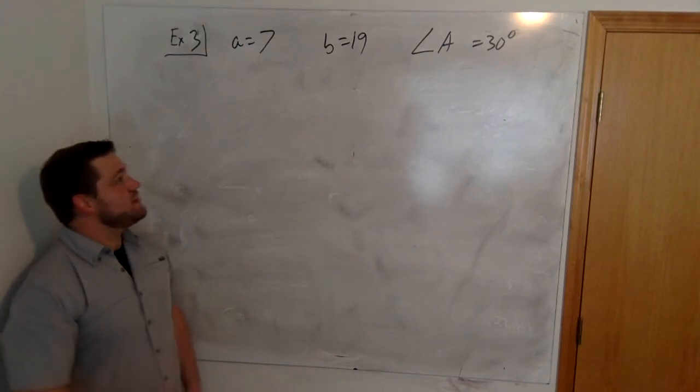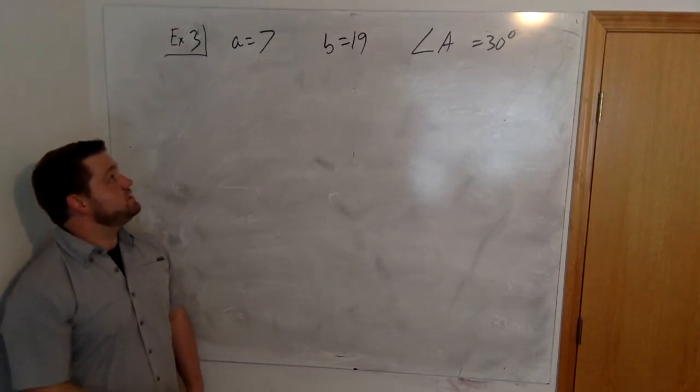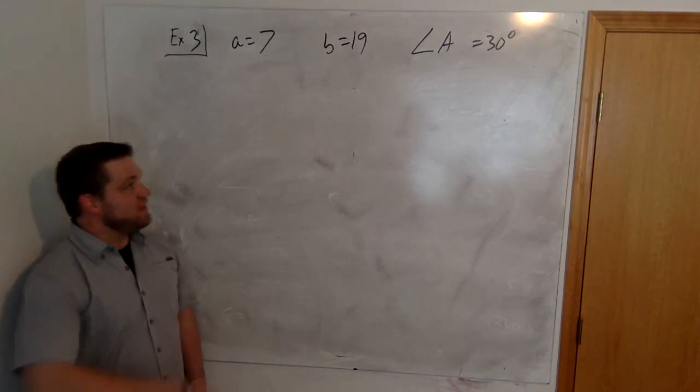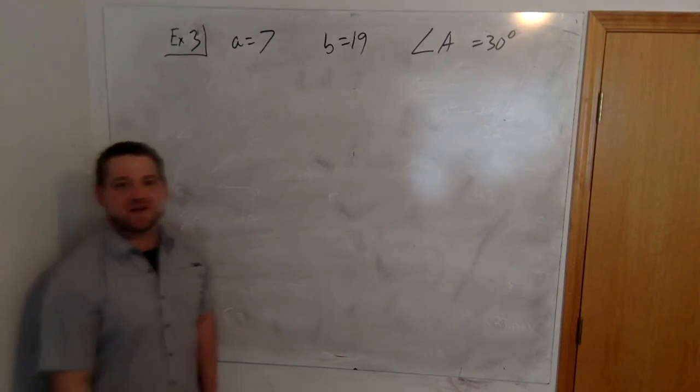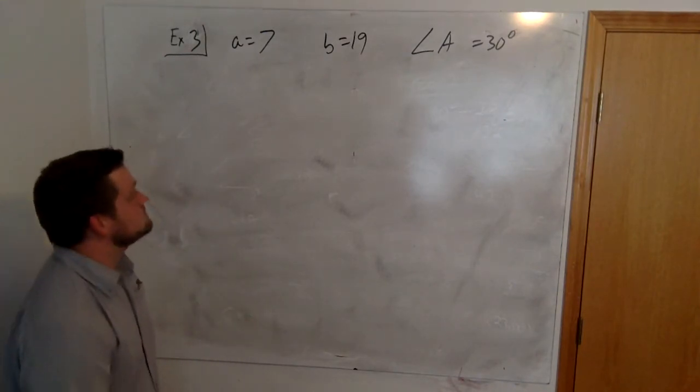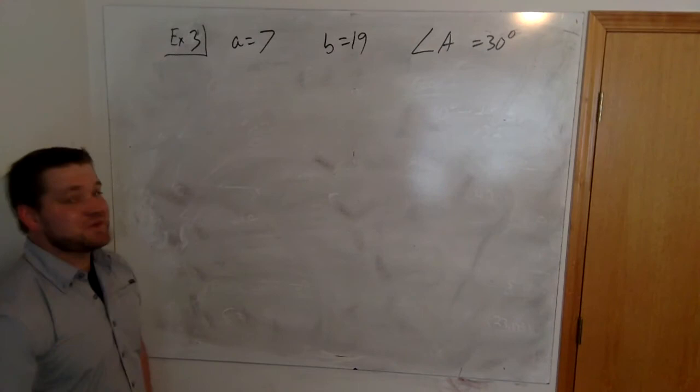So here's our next example. Let's say we're given these two sides and this angle, and we want to find all triangles that have this condition. Go ahead and pause the video and give it a shot on your own.